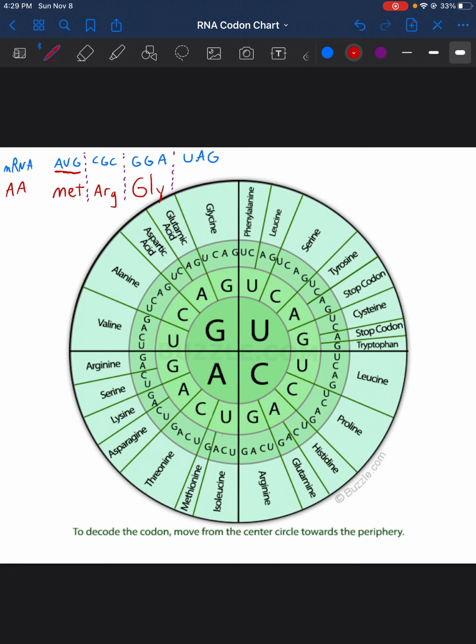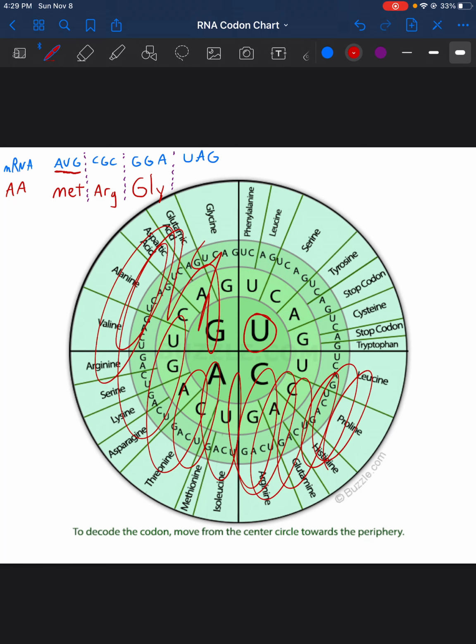And then we have UAG. Find the U, ignore everything that's not in the U. Find the A, ignore everything that isn't part of the A, and G. Now, this gets us to this stop codon. That means we are done making the protein. So for this, we're going to draw a little stop sign. And that tells us it is time to stop making that protein.